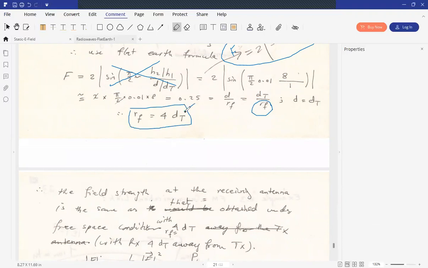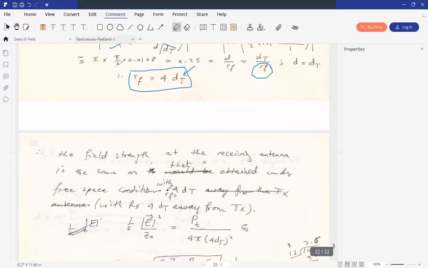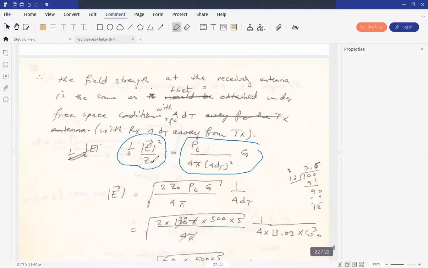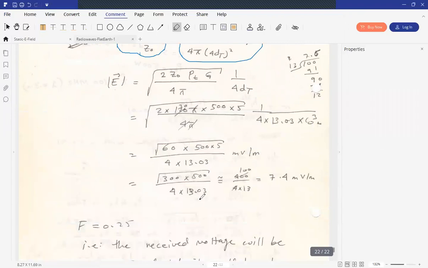Once we know RF, we can use Friis' formula, no ground. You can see this is the power density in watt per meter squared. And this is the power density from Friis. You divide the power by the area of a sphere with radius of 4 dt, because RF is 4 dt now, and you multiply by it again. So this is equal to this, and from this you can find the electric field.